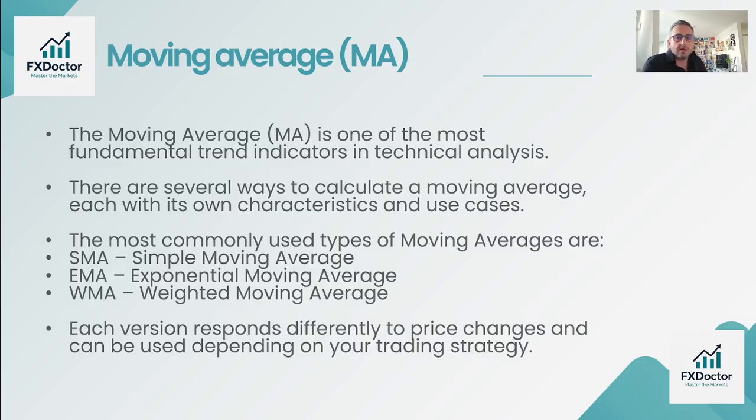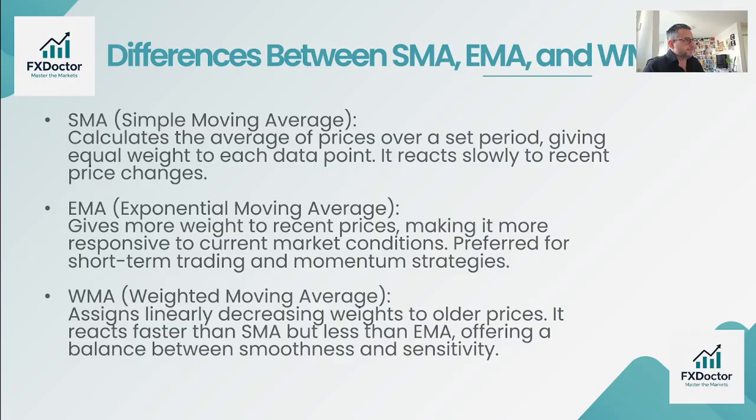Moving average. It is the basic indicator. Moving average, MA, is one of the most fundamental trend indicators in technical analysis. There are several ways to calculate the moving average, each with its own characteristics and use cases. The most commonly used types of moving averages are simple moving average, exponential moving average, and weighted moving average. Each version responds differently to price changes and can be used depending on your trading strategy.